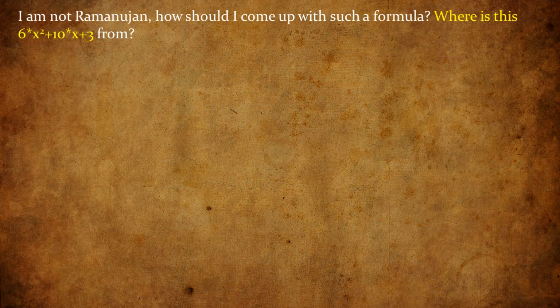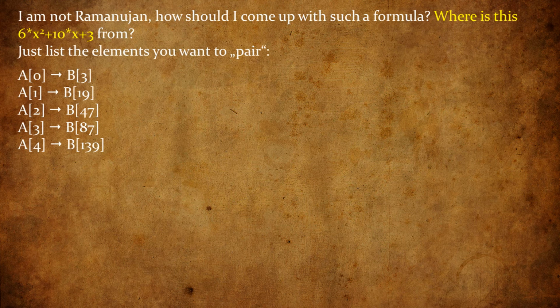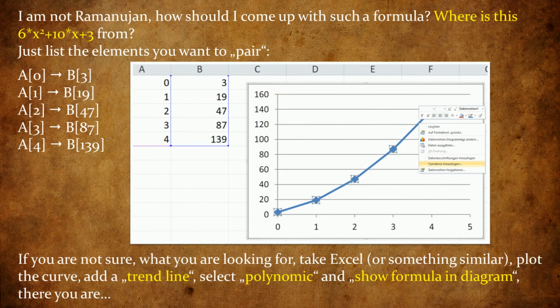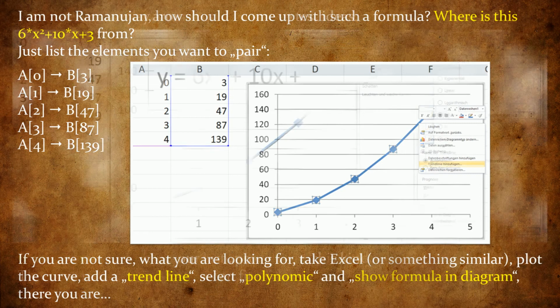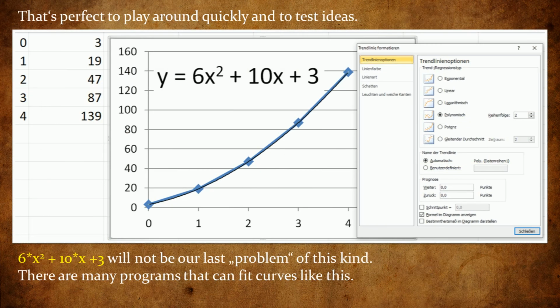But most of us are not Ramanujan. We are not coming up with such a formula just by looking at some numbers. So where does this formula come from? To solve this we use Excel. We just pair the A and B elements, we plot the curve and we add a trend line. We select polynomial and show formula in diagram. And there you are. That's perfect to play around quickly and to test ideas.